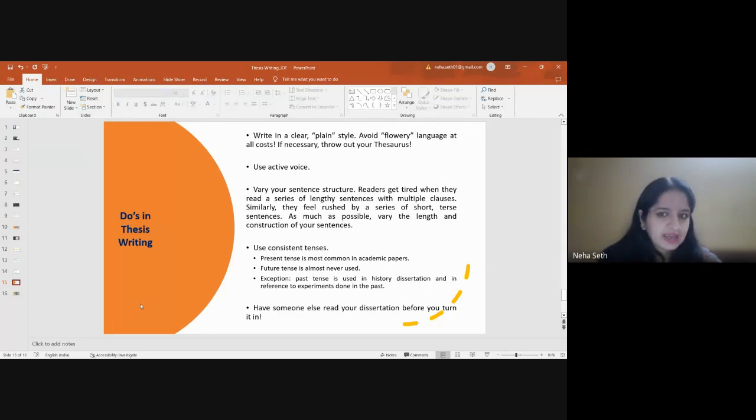We have to be very, very careful when we are writing. We should use active voice when we are writing. We should not use passive voice while writing.